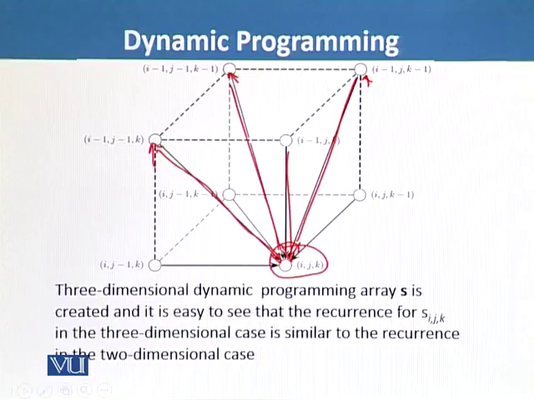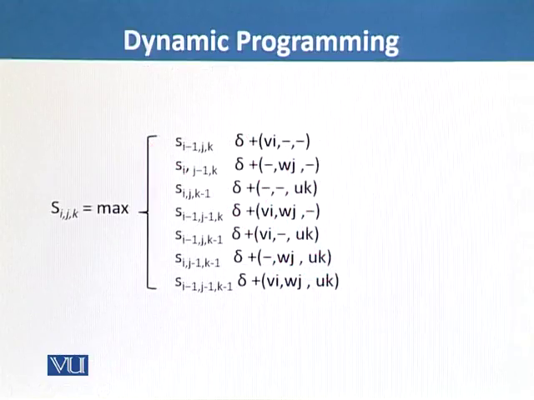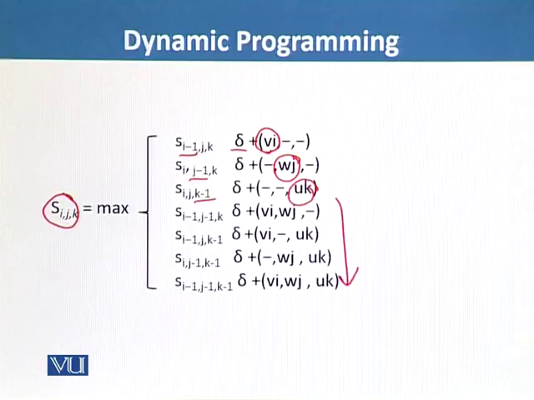So this is how the three-dimensional dynamic programming array S is created, and it is easy to see that the recurrence for this S(i, j, k) in the three-dimensional case is similar to the recurrence we have used in the Manhattan edit graph. So we can find the maximum value of S(i, j, k) by using the various options. As we have discussed earlier, if we have I minus 1, then it will be the score of delta plus v_i, and if we have J minus 1, then w_j, K minus 1, then u_k, and similarly we can use all of these options and we will get the maximum score out of these. So the option which has the maximum score, we will select that option.